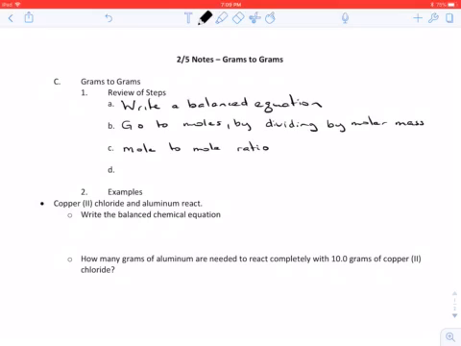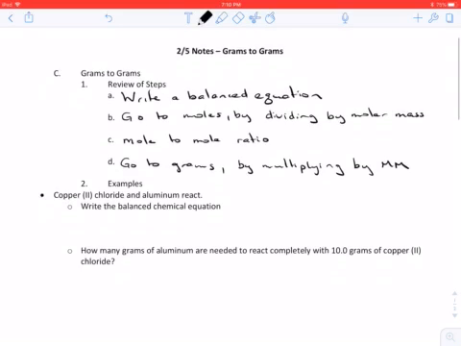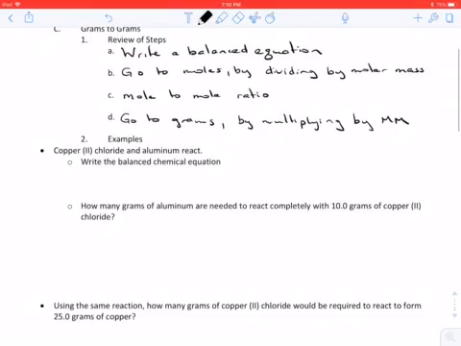And our fourth and final step, again, we're going to add just a little bit to it as well. And we're going to say go to grams. And we're going to do that by multiplying by molar mass. And I'm going to abbreviate molar mass there. So those are our steps that we got to go through to do this. So let's go ahead and jump down to an example here and see what we've got going. We're going to keep those steps kind of in view so we can take care of it.